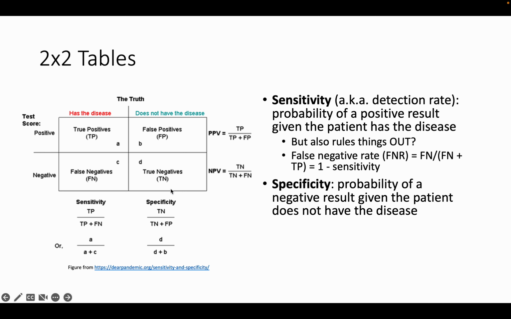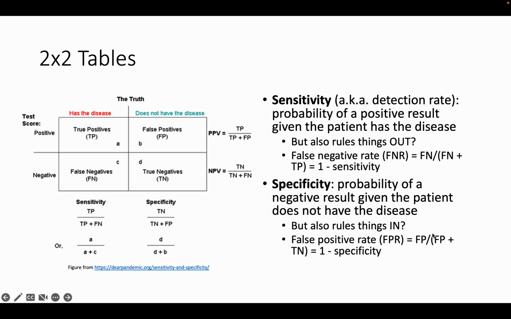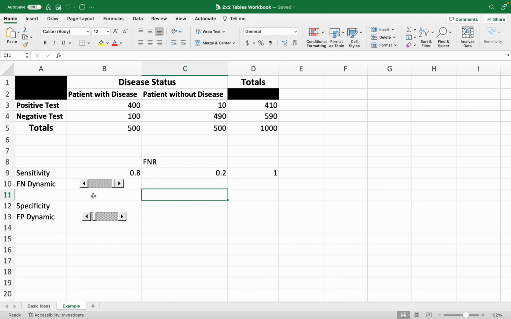We move over to this side of the table. True negatives divided by true negatives plus false positives. So I want you guys to think about the false positive rate. Take a second and think about how you would calculate that. That's exactly right. It's going to be the false positives divided by false positives plus true negatives. And so this, again, will be the converse of specificity. It's 1 minus specificity. They always have to add up to 1. And that means as specificity gets higher, the false positive rate has to get lower.